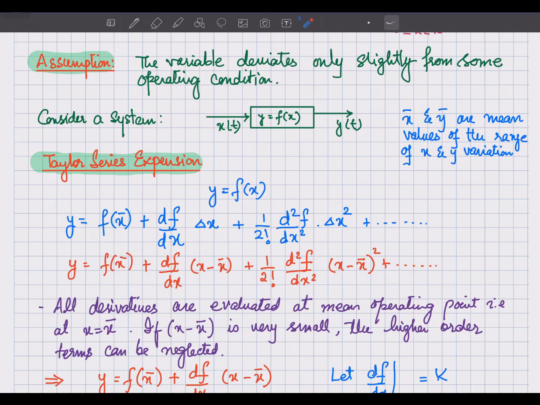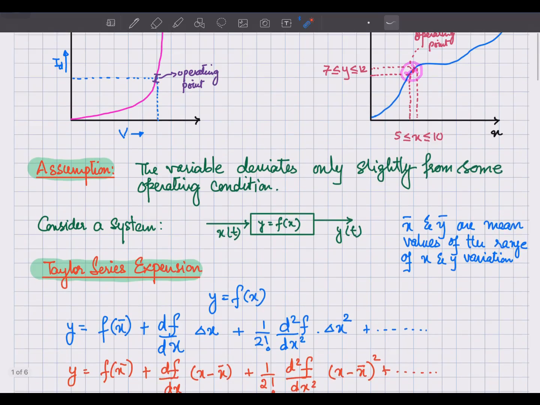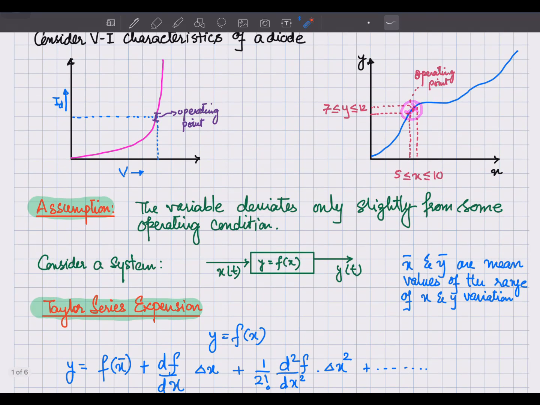Let's suppose that it's a nonlinear function, and we want to linearize it in the vicinity of our operating point. Let's suppose that x bar and y bar are the mean values of the range of x and y variation. What does that mean? If I look at this one, and I say that our variable x can vary from 5 to 10, then x bar will be basically 5 plus 10 by 2, the center point of this range, the mean value, x bar.